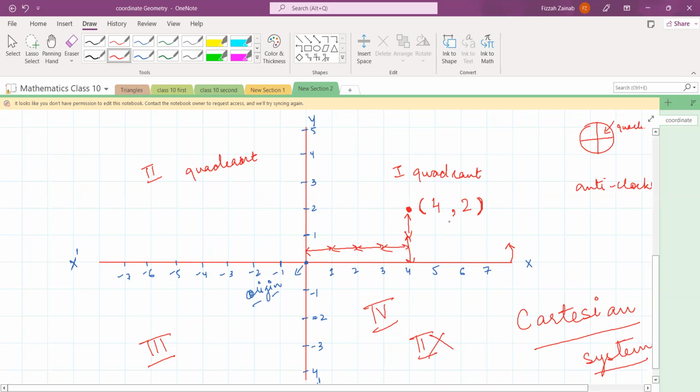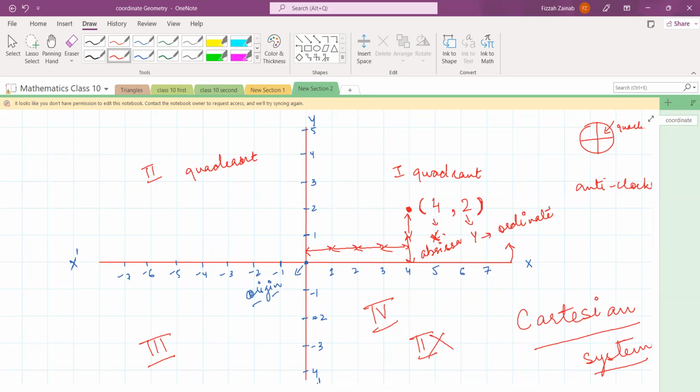Now this first is your x coordinate, and this second is your y coordinate. So it is always written like this: the first is x, the second is y. You cannot write y first and x second. No. The x coordinate is also called the abscissa, and the y coordinate is also called the ordinate. So I can say the ordinate of this point is 2, and the abscissa of this point is 4. Understood?